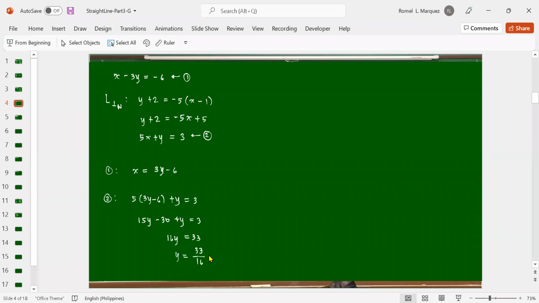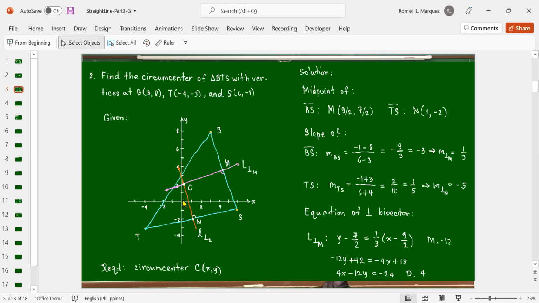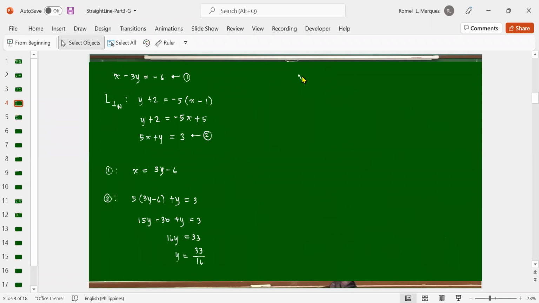Approximately what? 2 point something, no? 2 point, a very small fraction. So that is close to the value of y, so almost there, no? So what about the x value? So that is 3 times y. But what is y? 33 over 16, then minus 6. So x therefore is 33 times 3 minus 6 times 16, divided by 16, no? So that is 3 over 16. Okay, guys? Again, 33 times 3 minus 6 times 16, then divided by 16. So we have 3 over 16.